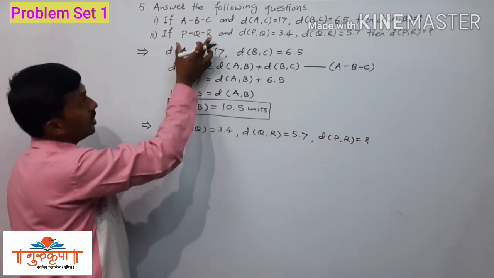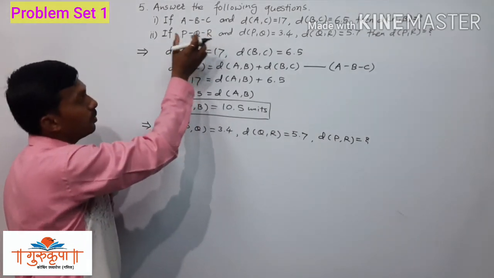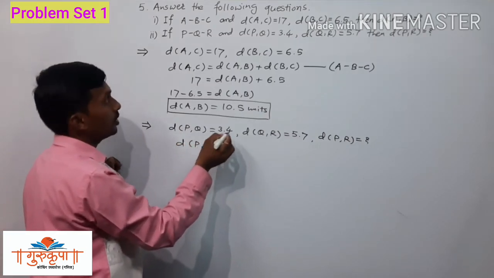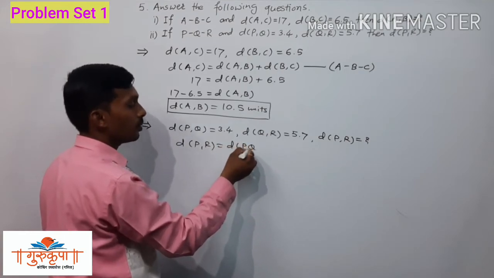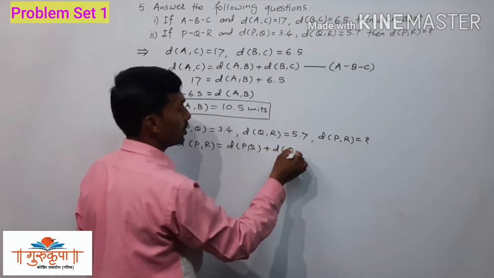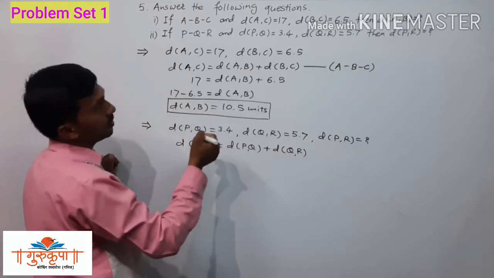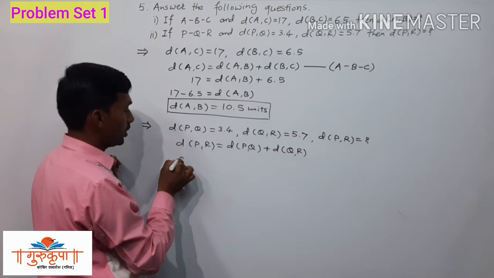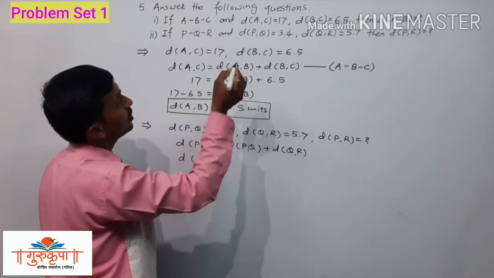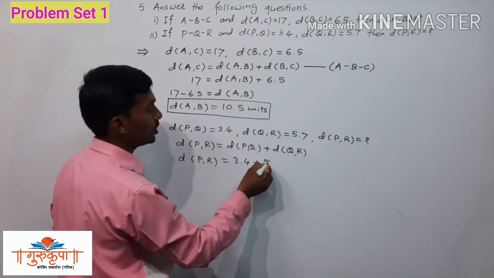So here the relation is Q is in between P and R. So we can write PQ plus QR is equal to PR. We will write here distance PR is equal to distance PQ plus distance QR. Now here we have to put the values. Distance PR that we have to find, so we will put it as it is. Distance PR is equal to distance PQ, which is given 3.4, plus distance QR, which is given 5.7.